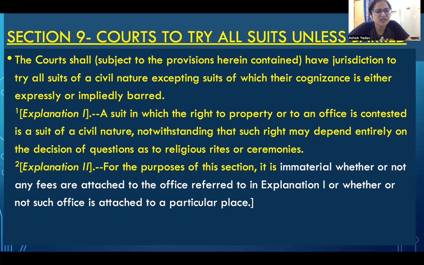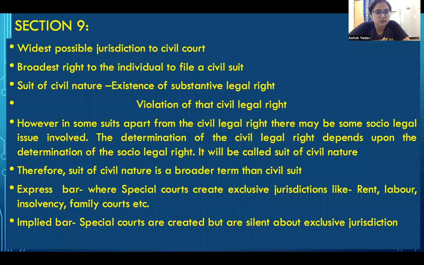Now it is saying suit of a civil nature. A very common and basic question which anyone will ask: what is a suit of civil nature, and what is the difference between a civil suit and a suit of civil nature? Whenever there is an existence of a substantive legal right and there is a violation of that civil legal right, that is called a suit of a civil nature. However, in some suits, apart from civil legal rights, there may be some socio-legal issues also involved, and the determination of a civil legal right depends upon the determination of that socio-legal right. Then that will be called a suit of civil nature.